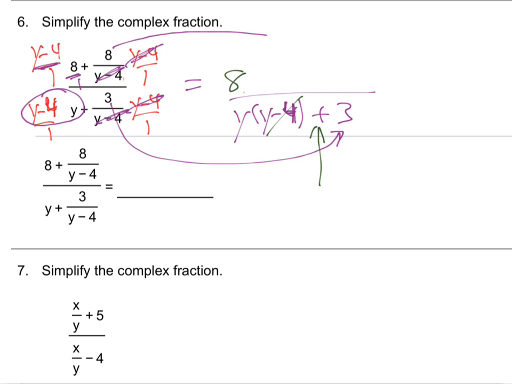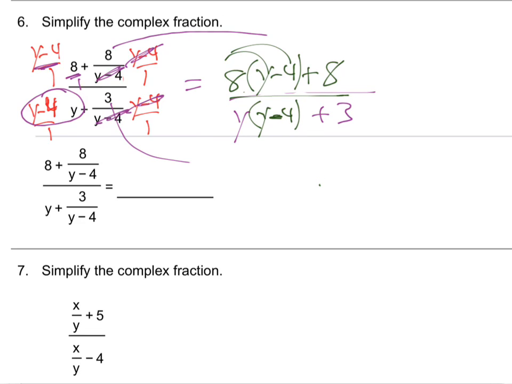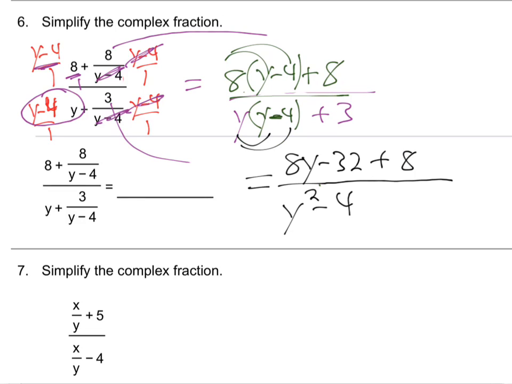Yeah, so instead, let me rewrite it here. So instead of doing that and this, we can't cancel, right? So what do we do instead? Just distribute, gather like terms. So what do we have? 8y minus 32 plus 8. On the bottom, the y distributes. Y squared minus 4y plus 3. See what happens there? See how I distributed? Because I cannot cancel because of the glue.